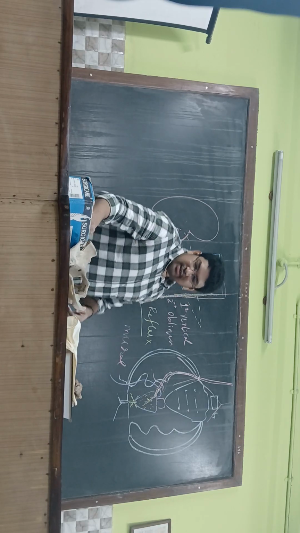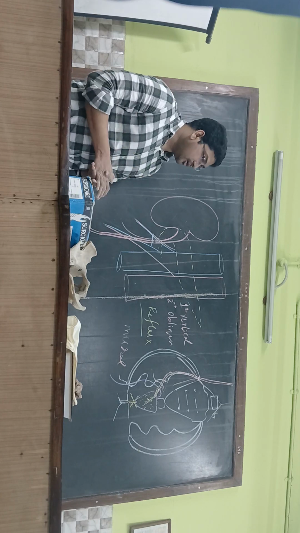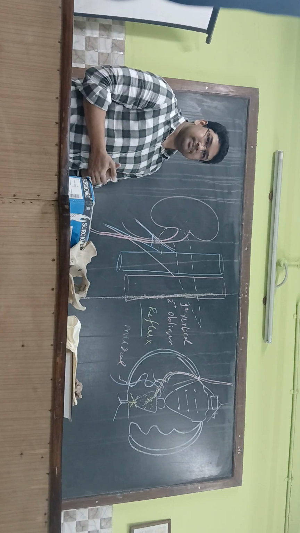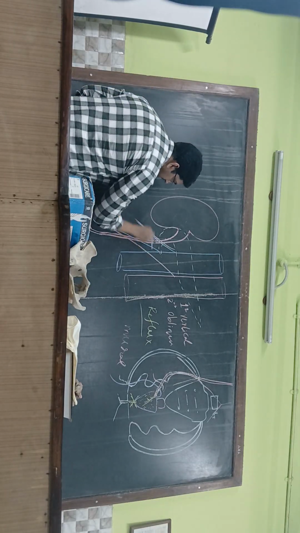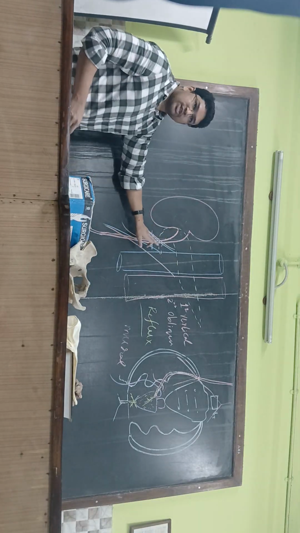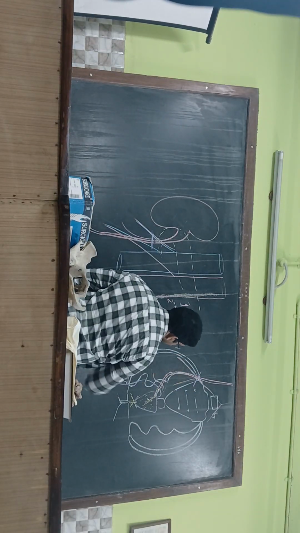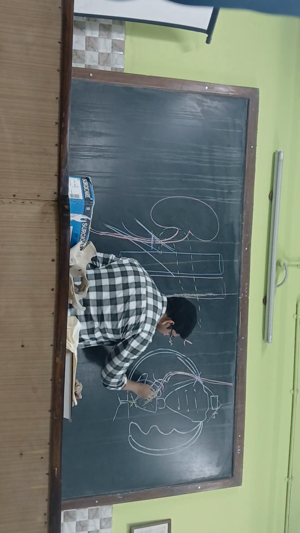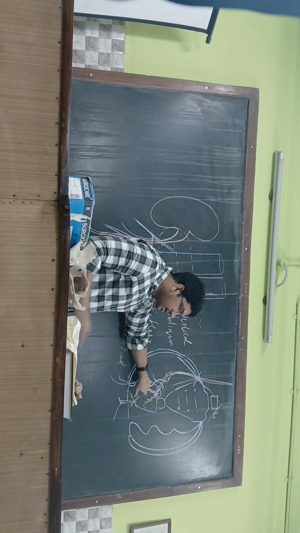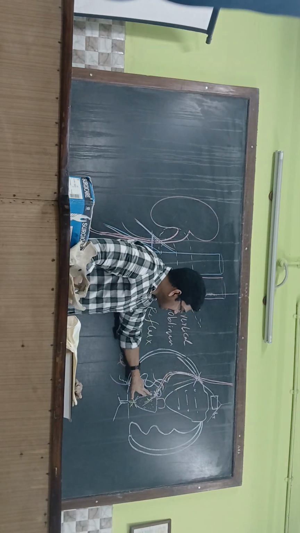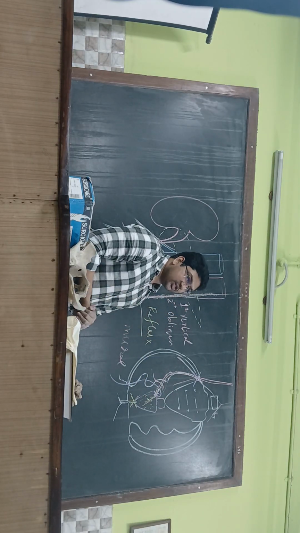Right. So there are three constrictions in the ureter which are not anatomical but embryological. Where are the three constrictions? The first constriction is at the level of the pelvic ureteric junction, the second constriction at the level of the pelvic brim, and the third constriction at the level of the entry point of the intravesical part of the ureter. These three constrictions you are supposed to know.